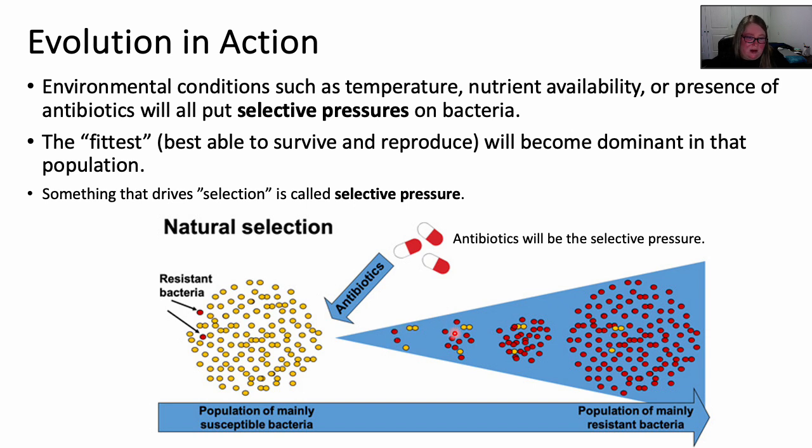As generations go on, we're going to see more and more of these red guys and less and less of these yellow guys, until finally a few generations later, most of those bacteria in that strain are going to be antibiotic resistant. This is an example of antibiotics as a selective pressure.